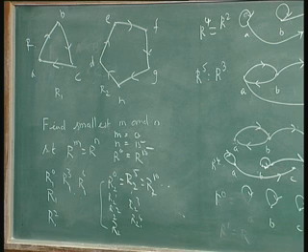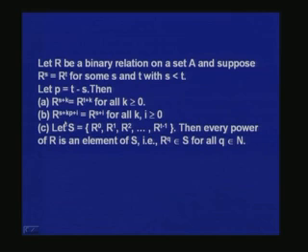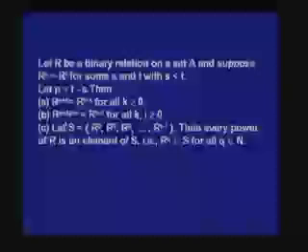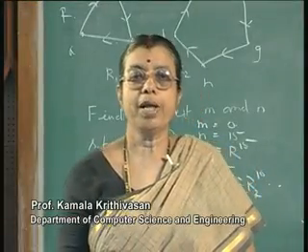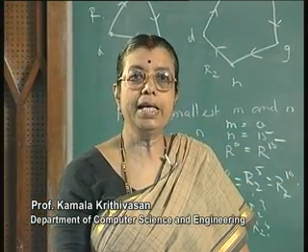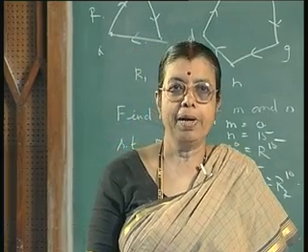Let us look at a small result on this power of R. Let R be a binary relation on a set A, and suppose that R power S is equal to R power T for some S and T with S less than T. Before proceeding to that, I want to mention one more point, that R power S becomes equal to R power T only if A is a finite set with n elements. If A is an infinite set, this may not be true at all.